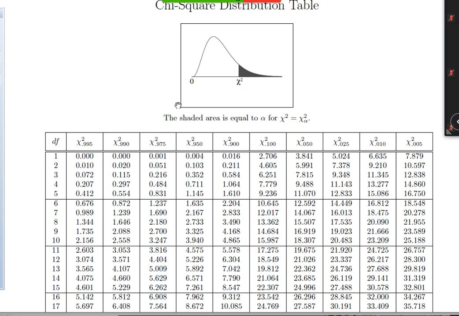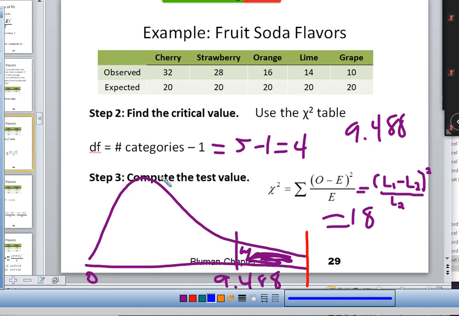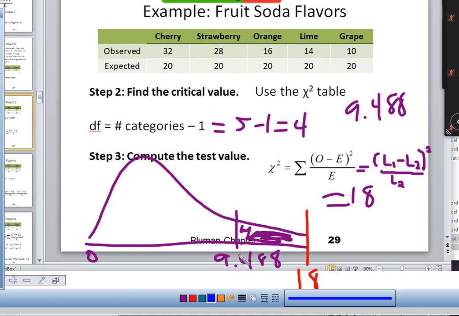And then look at the picture. The picture is not a regular hill like the normal. It's a hill that goes up really high and steep and then drops off slowly. That's how this chi-squared goes. So that's what we're going to do with it. We're going to have our 9.488 right in there, and we're going to shade to the right.